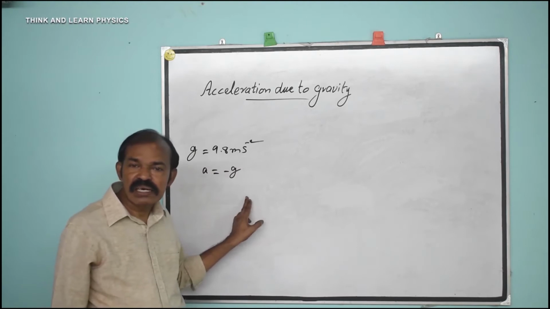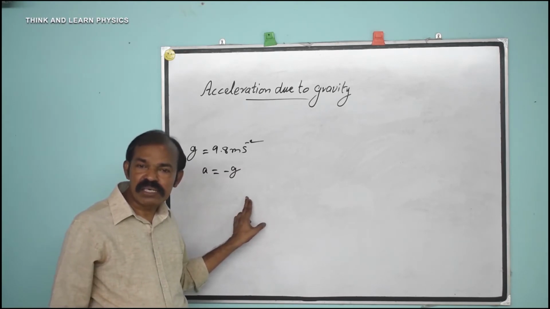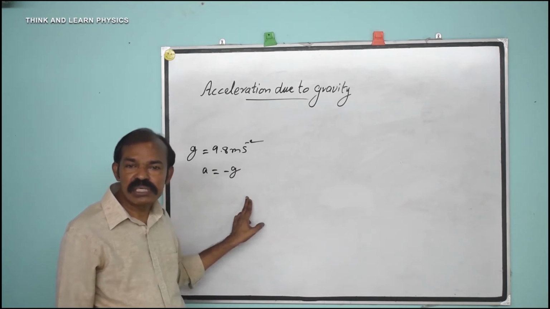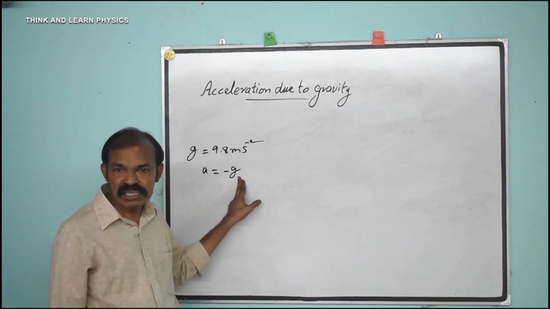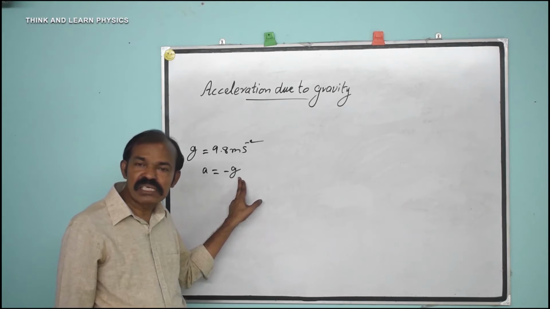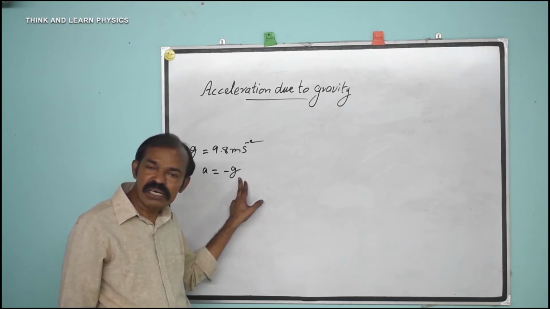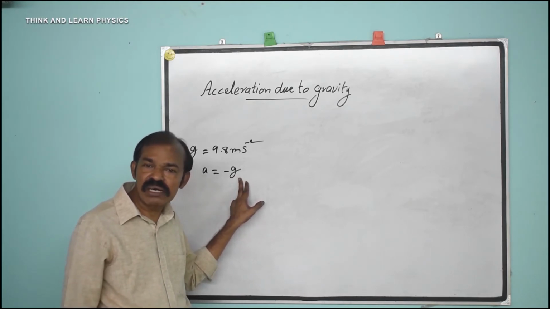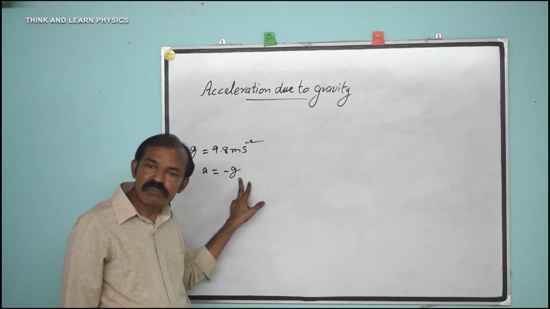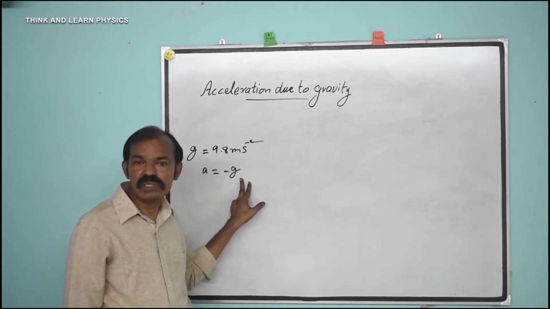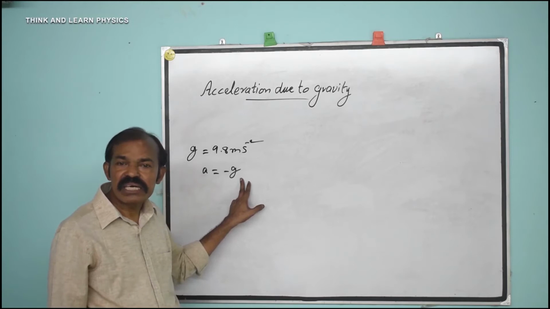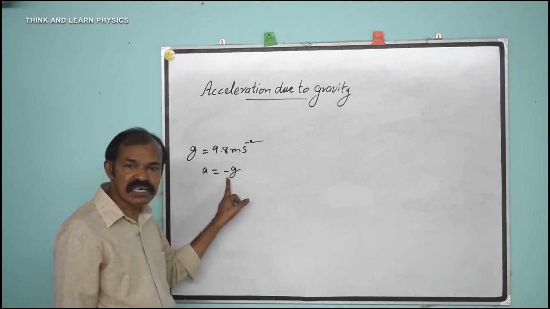At a place, if we consider the motion of a particle, we can take the acceleration of the particle to be a is equal to minus g if the object is moving upward, moving downward, and if it moves up and then comes down. In all these cases, we consider a as minus g.